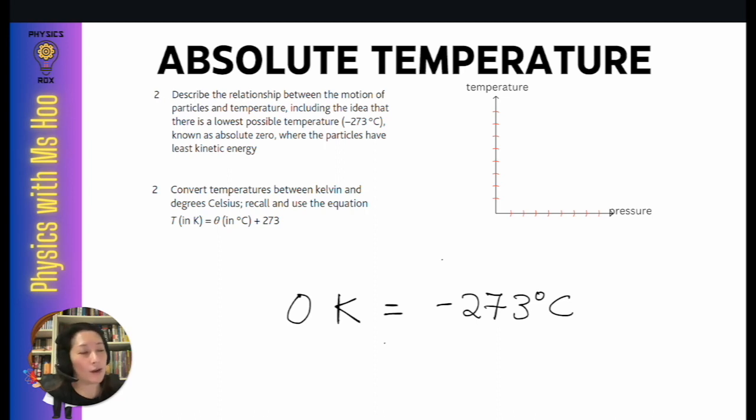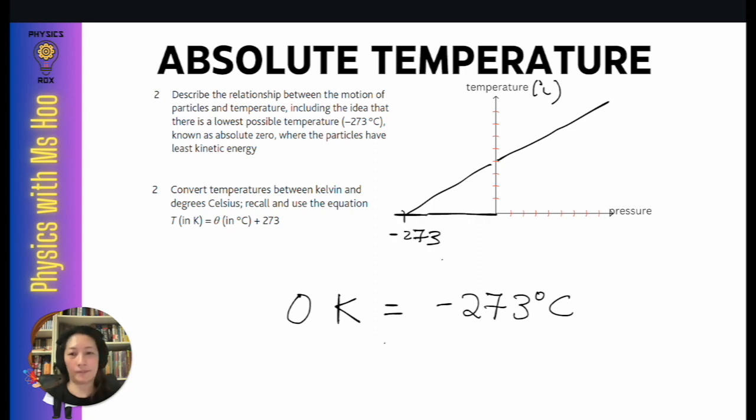And that's because from the graph, if we were to plot a graph of the temperature of a gas against its pressure, with temperature in degrees Celsius, you actually get a linear graph. And if you were to extend this graph, we get a value of negative 273. So absolute temperature, which is in the Kelvin scale, is obtained by taking this graph and shifting it forward 273. That's why to calculate the temperature in Kelvin, you just take the temperature in degrees Celsius plus 273. So the number 273 is very important when it comes to absolute temperature.